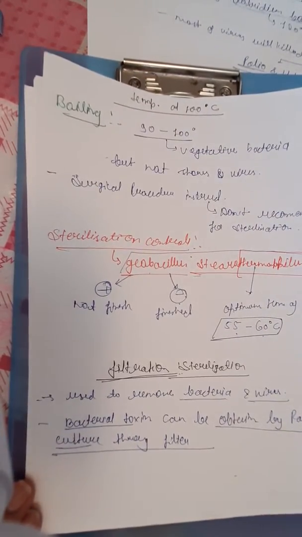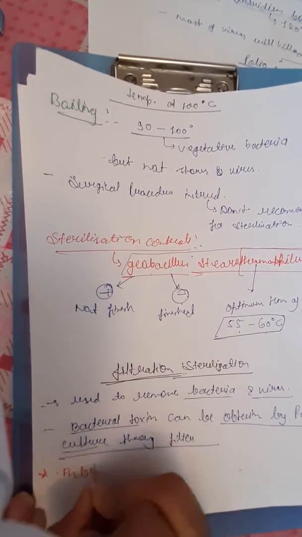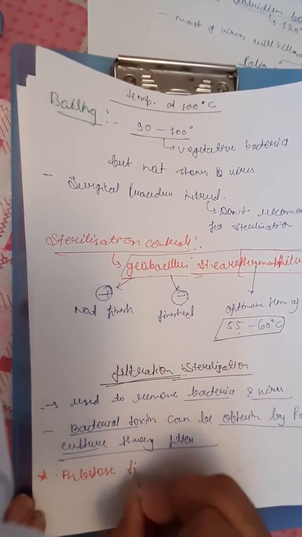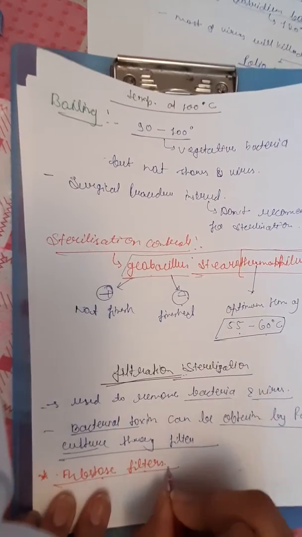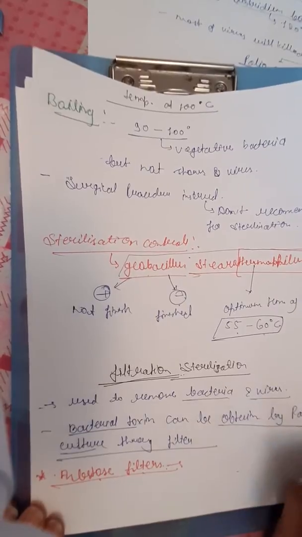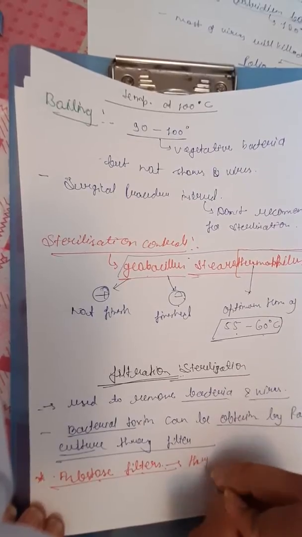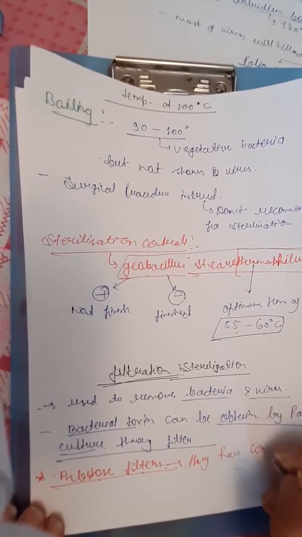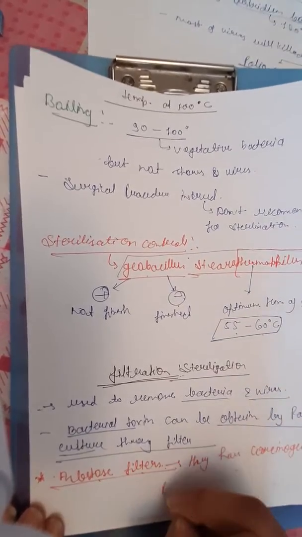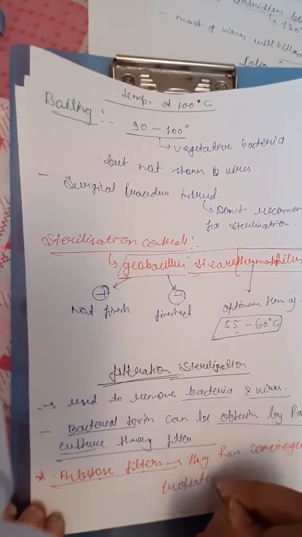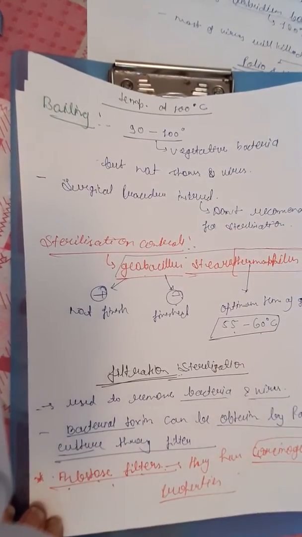But one more thing is there, that we don't use asbestos filters, because they have carcinogenic properties. So due to their carcinogenic properties, we don't use asbestos filters.